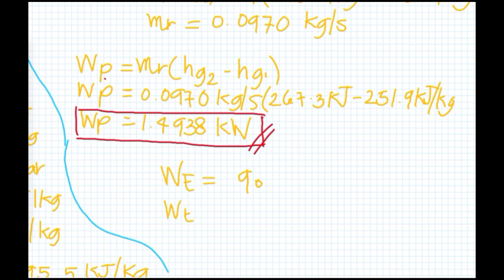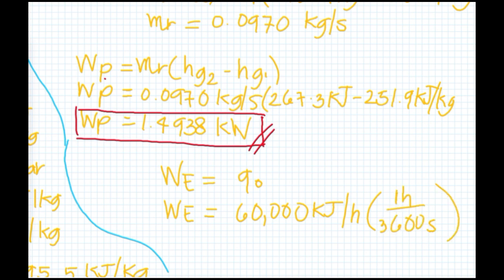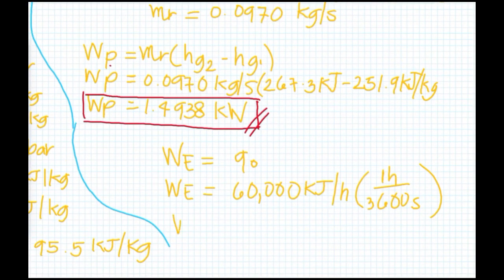So this is the expression for the electrical power without the use of a heat pump. Plug in the values. We have 60,000 kilojoules per hour times the quantity of 1 hour over 3,600 seconds. So cancel out the hour, and our answer will be 16.66 kilowatts.